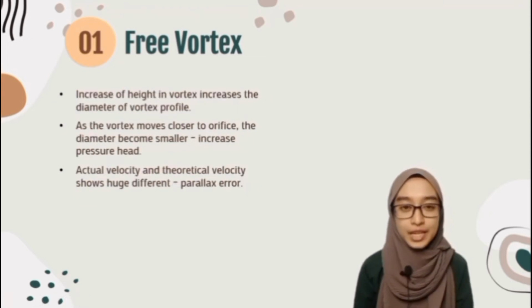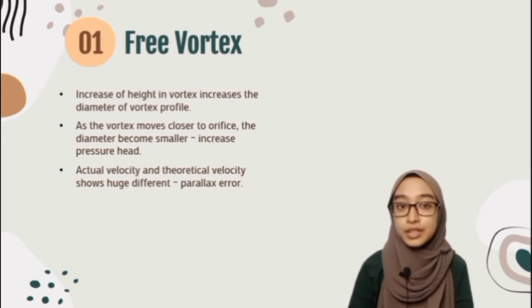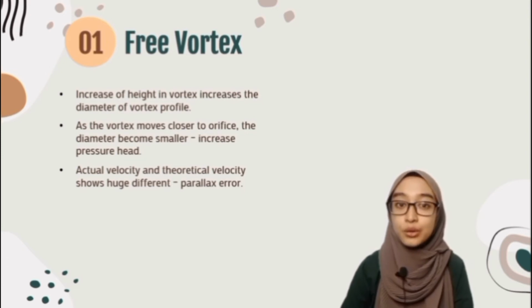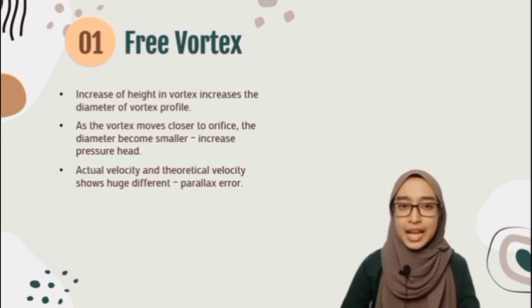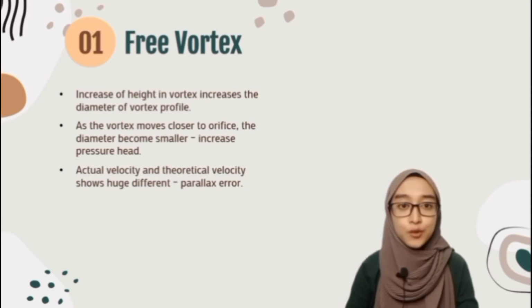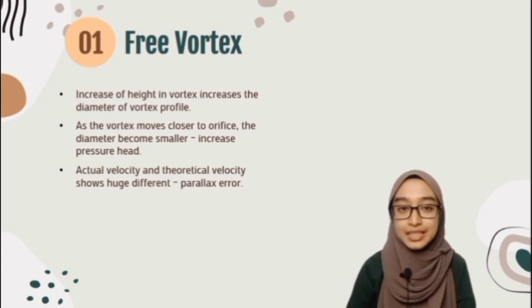From the data of 8 mm, 16 mm, and 24 mm diameter of orifice, it can be seen that an increase in height of vortex will increase the diameter of vortex profile. This happens due to the natural occurrence of vortex which flows in circular motion down the orifice. As the water moves closer to the orifice, the diameter of the vortex decreases. At this point, the pressure head will increase as the diameter of vortex decreases.